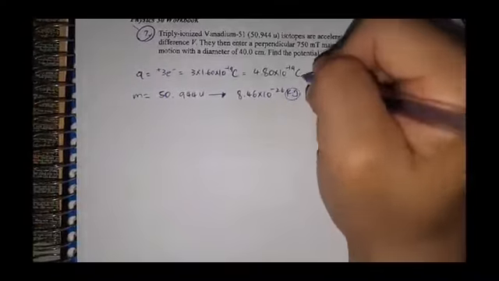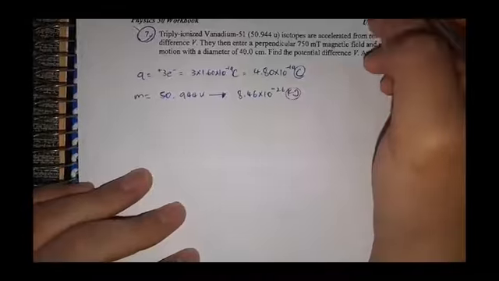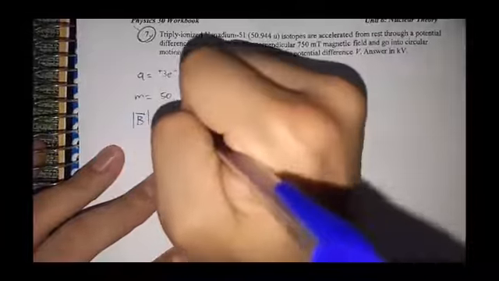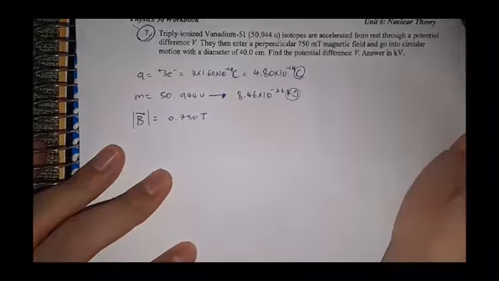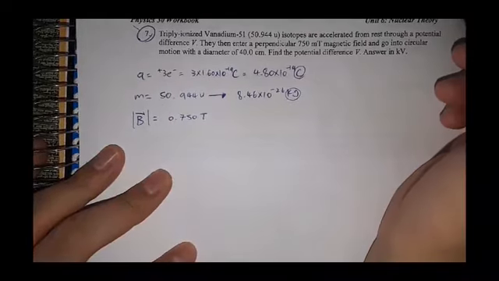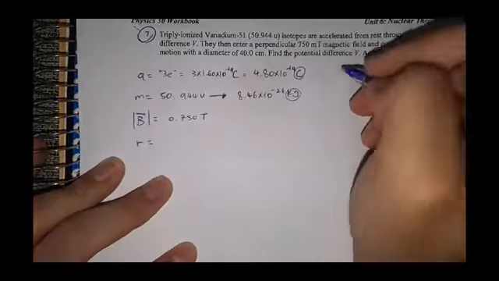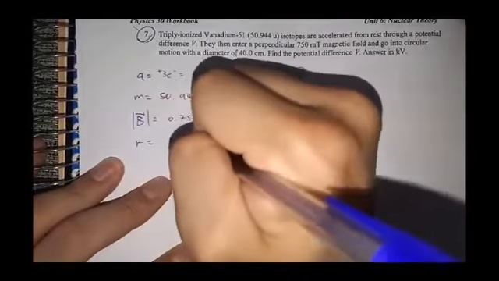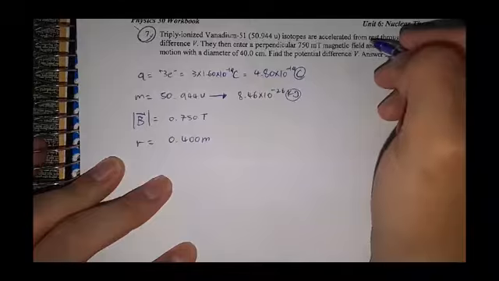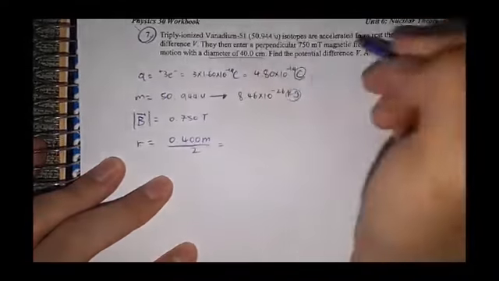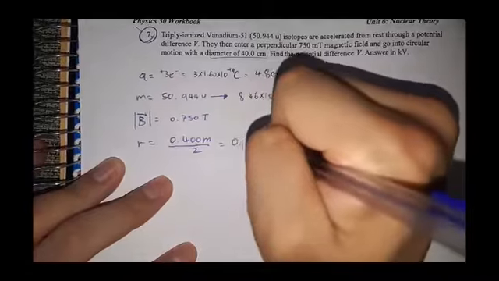It's a good idea to go to the unit that we generally use, which is known as the basic unit. Magnetic field is also given. 0.750 is good enough for the Tesla. Don't need to put scientific notation for everything. Same thing for R, which is 0.400 meter. Actually, divided by 2. Almost forgot. It's diameter, so 0.200 meter.